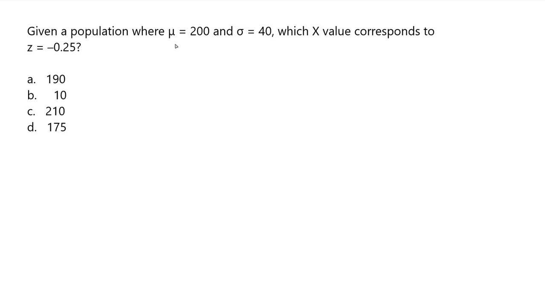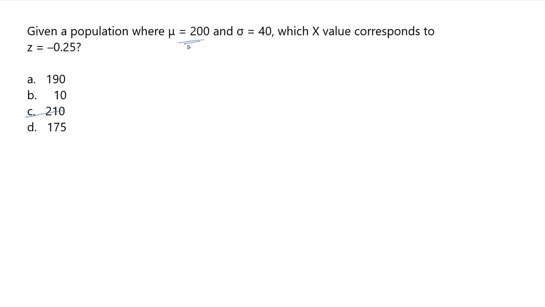Given a population where the mean equals 200 and the standard deviation is 40, which x value corresponds to z equals negative 0.25? It's either A, 190, B, 10, C is 210, or D is 175. All right, now one of these we're going to rule out right away. I'm going to eliminate C, because 210 is greater than 200.